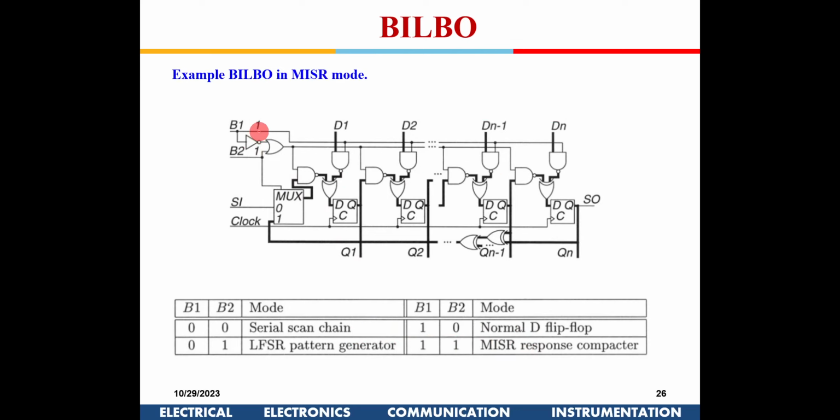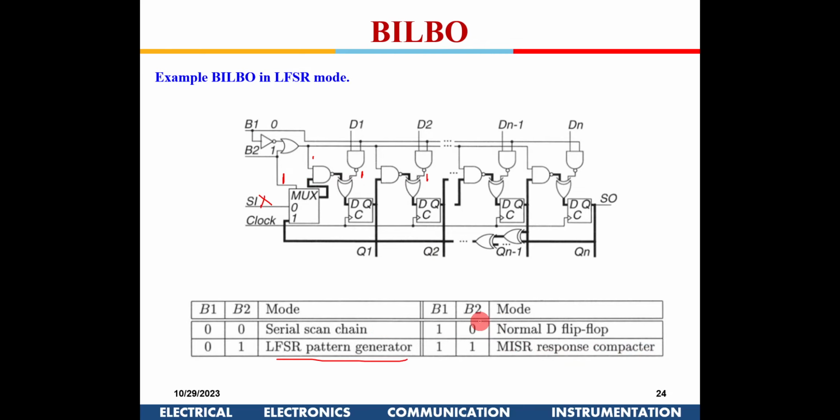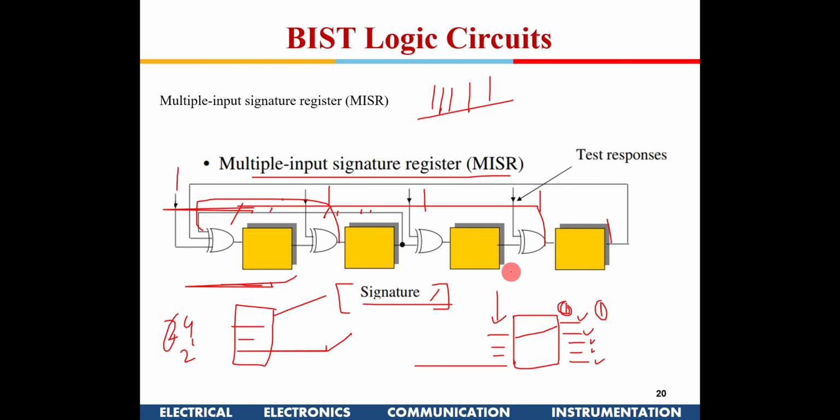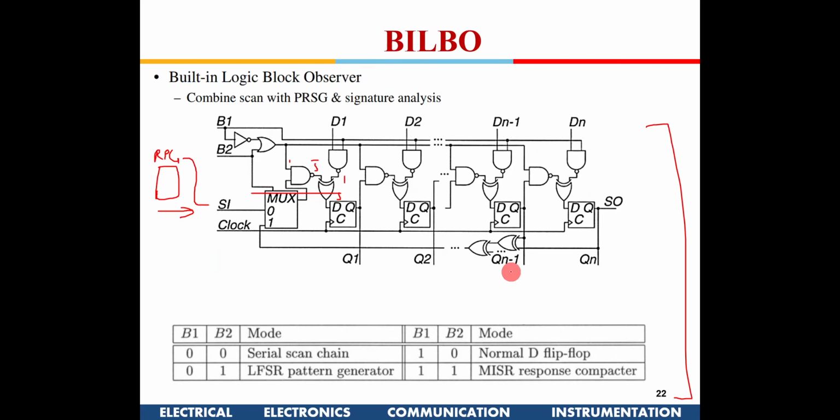I can use it as a 1 1, right? If I use it as a 1 1, if you see here, I have this 1 coming here. So this data which is coming here, and this data which is coming here, will come here and it will work like a compactor, a MISR. It will transform this into the compact signature register, right? So this will become okay.